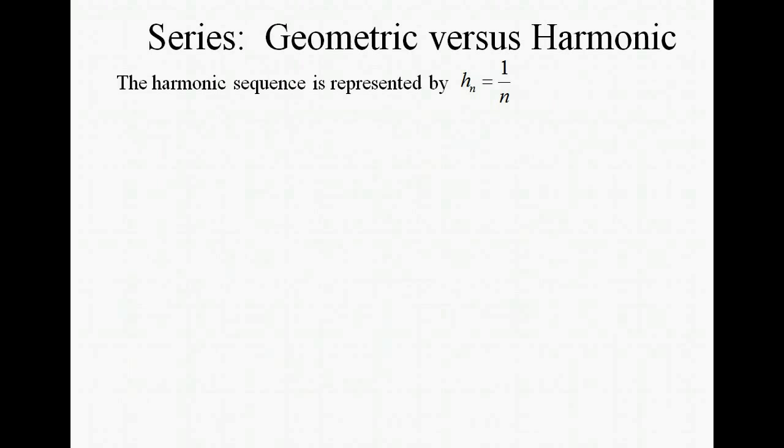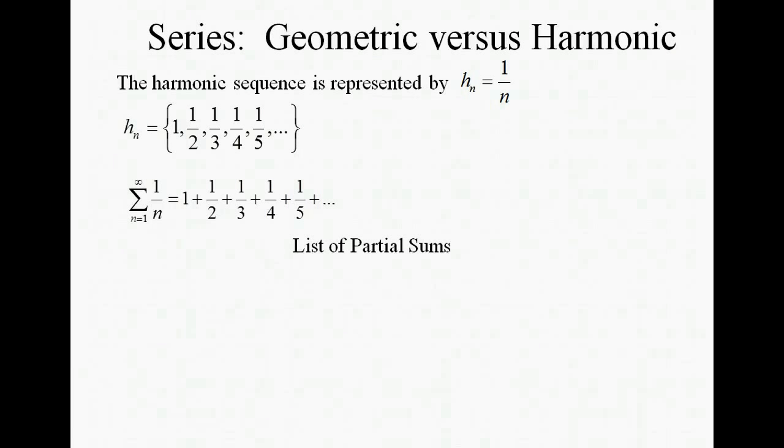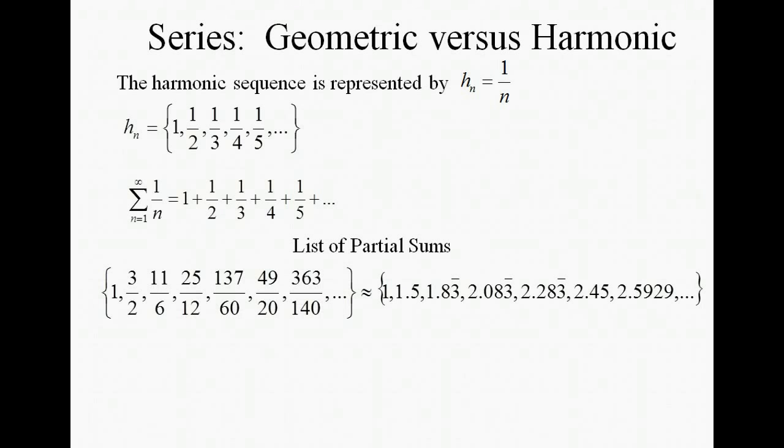Okay, let's look at the harmonic sequence. That's represented by the formula 1 over n. So the terms of the sequence would be 1, 1/2, 1/3, 1/4, and so on, starting with n equals 1. And then what we want to do is find the sum of those terms. We're going to start at 1 for the harmonic sequence because it doesn't make sense to start this sequence at 0. But it gives us the terms 1 plus 1/2 plus 1/3, and so on. So we're going to take a look at the list of partial sums for this sequence as well.